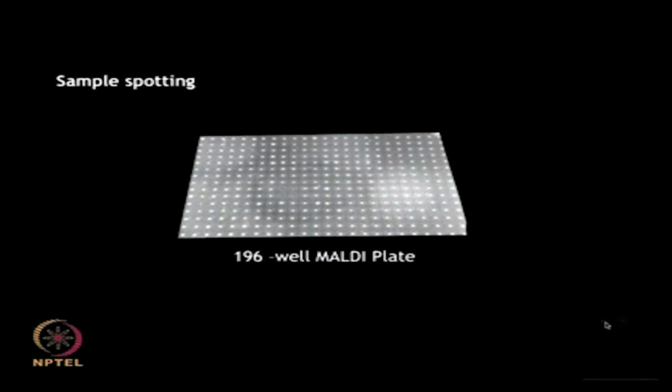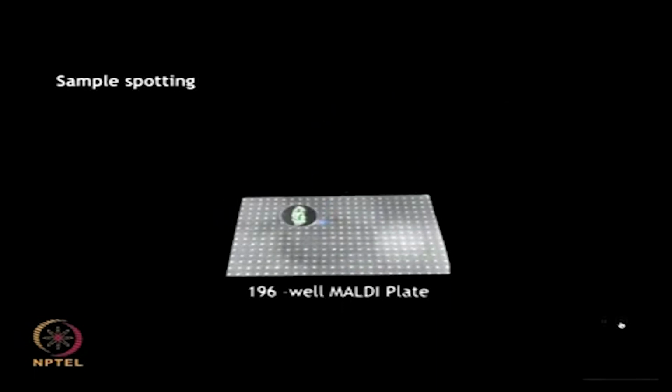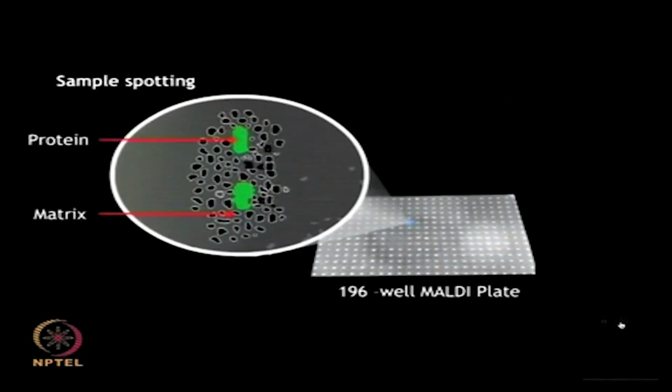The components are mixed thoroughly, and then the solution containing the organic matrix with the embedded analyte of interest can be spotted onto a metallic MALDI sample plate. MALDI gives you an opportunity to analyze a large number of samples in a high throughput fashion.